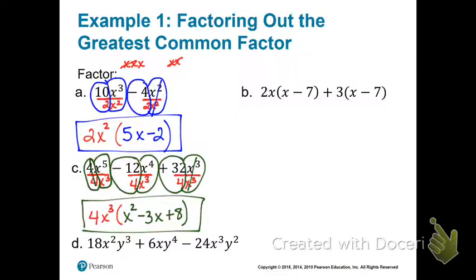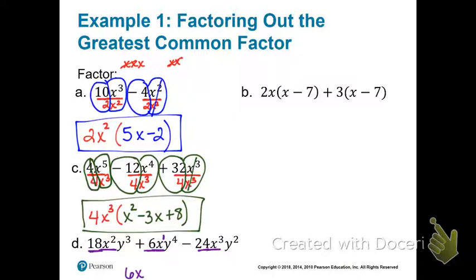And then let's look at D. I have 18, 6, and 24. Their greatest common factor is a 6. Then I see I have x squared, I have an x, and I have an x cubed. They all have an x, so I'm going to take it out with the smallest exponent, which is the 1 right there.